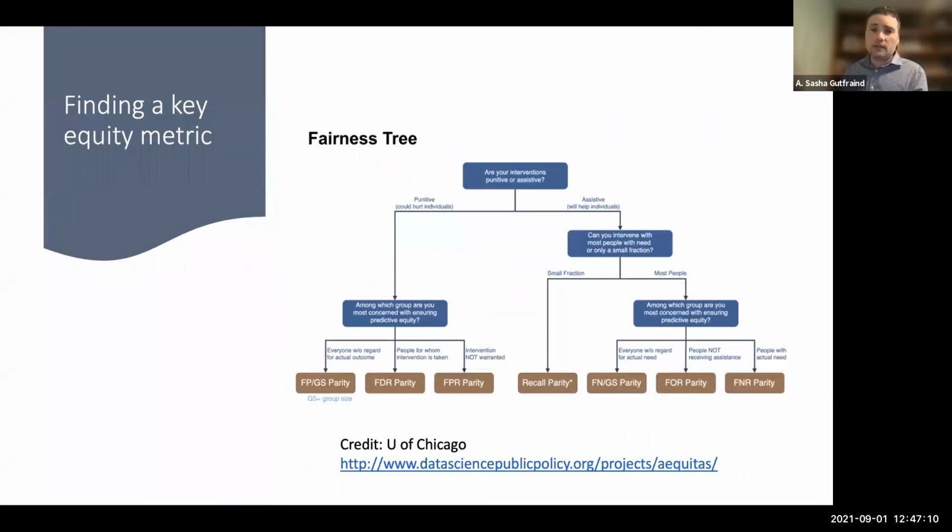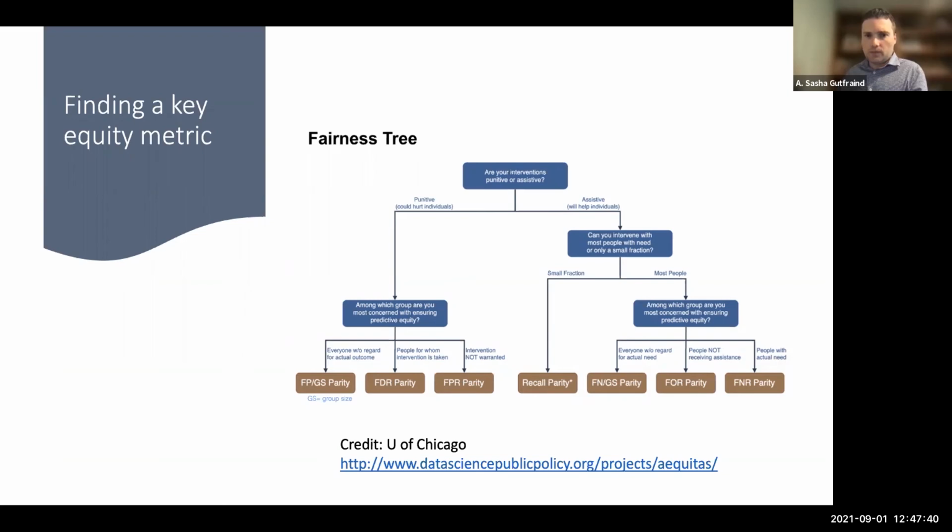Sorry, it's called the fairness tree. The tree starts from your algorithm, and it gives you at the bottom a certain metric that you should be most paying attention to. So let's navigate through this tree just to see how it works. The first decision that you have to make is to tell us if the algorithm is going to be a punitive algorithm or an assistive algorithm.